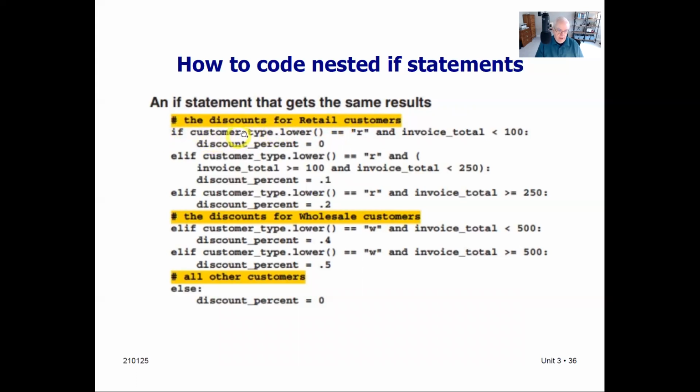So if the customer type running through the lower method is R and the invoice total is less than 100, then the discount's going to be 0. And that's evidently where most of this is doing. So we're doing this kind of in reverse here. So if it's between 100 and 250, it's 0.1. If it's greater than or equal to 250, it's 0.2. So those are retail customers, got this nice documentation here. For wholesale customers, same idea, different discounts, and then our discount down here 0 if you don't match up here. If all this evaluates to false.